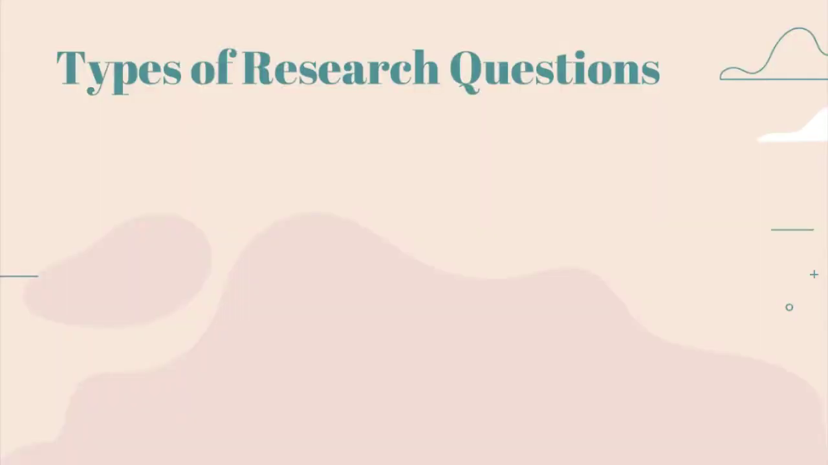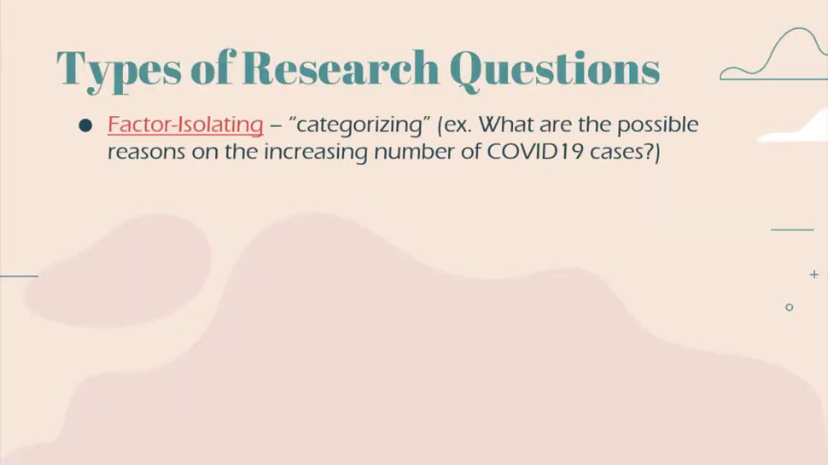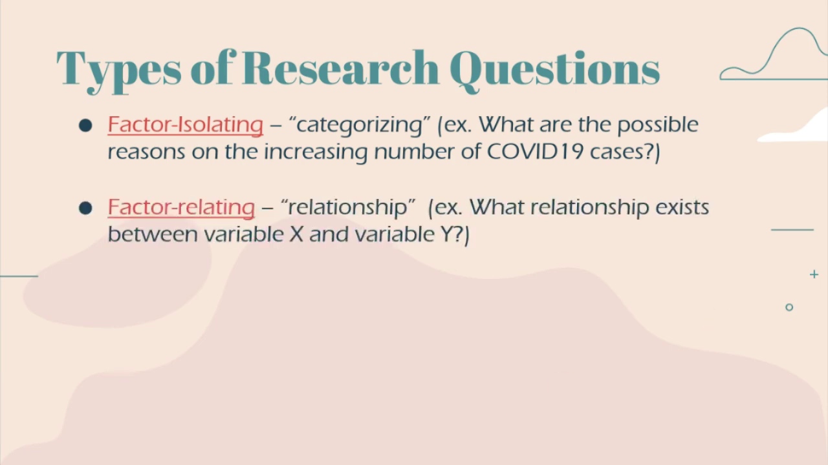So there are 4 types of research questions based on their purpose. First, factor isolating. The purpose of this question is to categorize or name factors and situations. For example, what are the possible reasons on the increasing number of COVID-19 cases? Second, factor relating. This aims to establish relationships between the identified factors. For example, what relationship exists between variable X and variable Y?